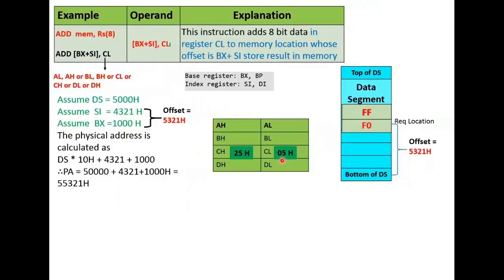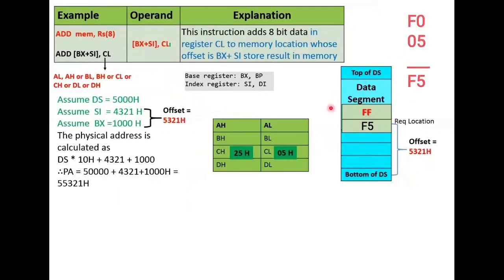8-bit CL, 8-bit content in the CL register. What 8-bit content do I have in the CL register? That is 05. So you are going to add F0 and 05. After adding F0 and 05, we will get F5.